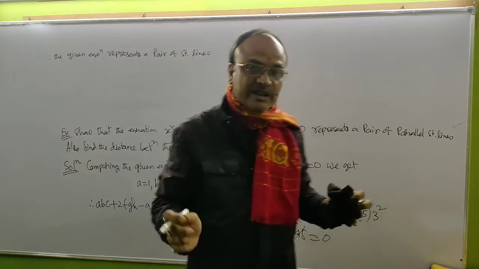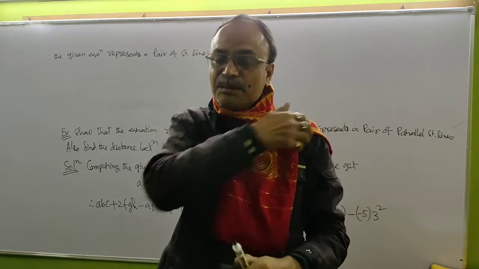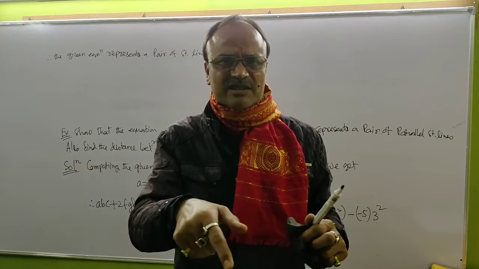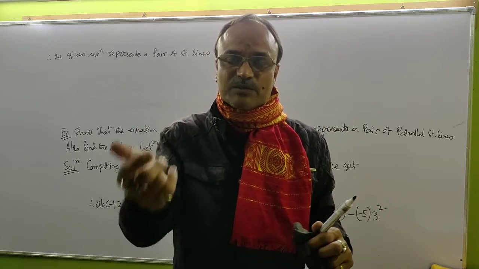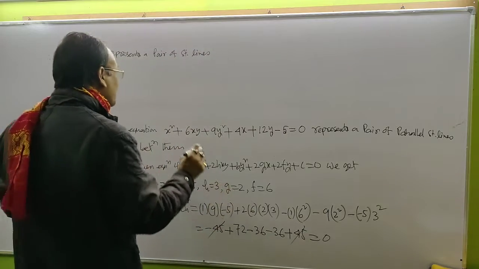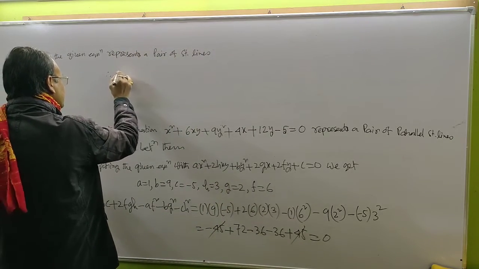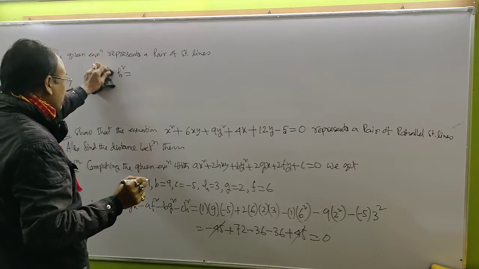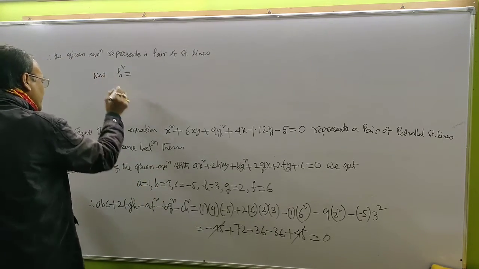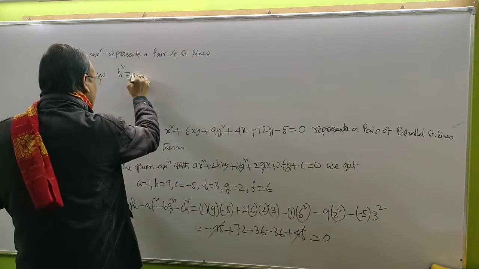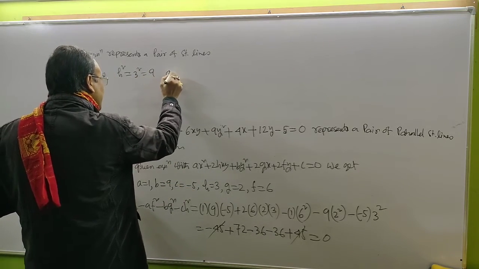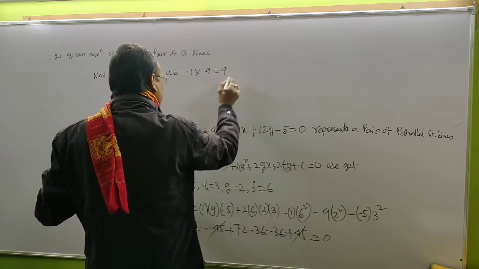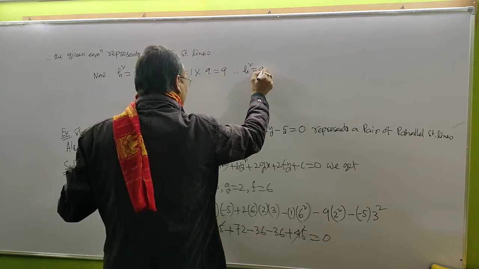Now, what is the condition that the two straight lines are parallel? a square equal to ab, af square equal to bg square. Also, a by h equal to h by b equal to g by f. Therefore, h square: 3 square equal to 9, ab equal to 1 into 9, equal to 9. Therefore, h square equal to ab.